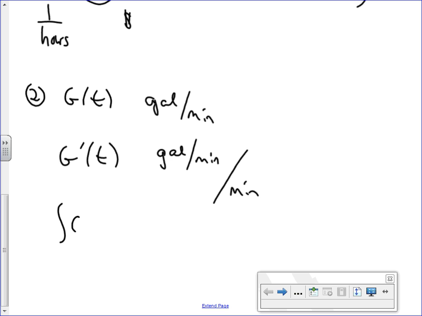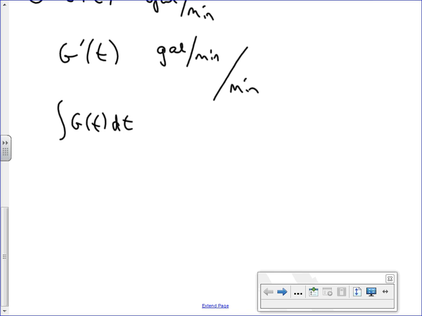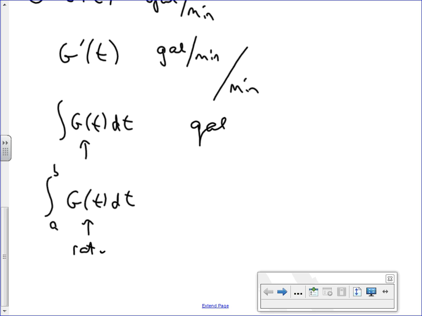Also, if we take the antiderivative of this, it's going to simply give me gallons. If this is a rate of change, right? That's a rate of change. Like this says, the antiderivative or the definite integral from A to B of g of t, and this is a rate of change, which you can tell from its units.